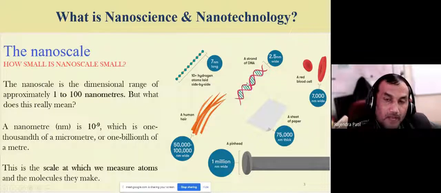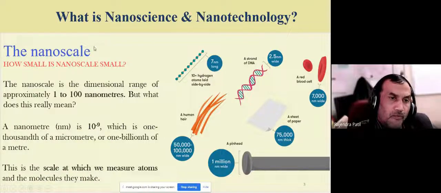And most importantly, take an example of a DNA strand. The typical width of the DNA strand is around 2.5 nanometer. And if you arrange the hydrogen atoms laid side by side, their entire length would be somewhere around 7 nanometer. So that's the range of the nanoscale.